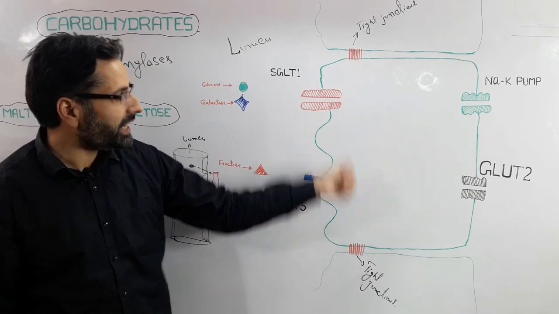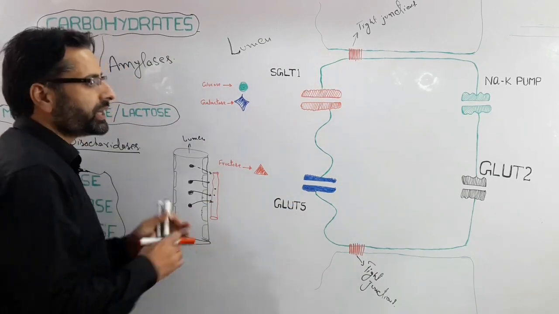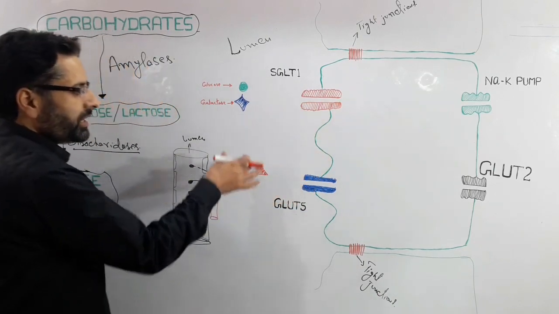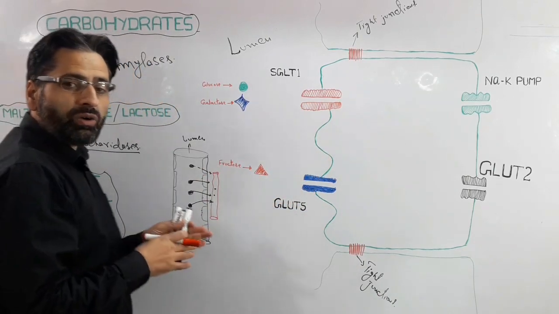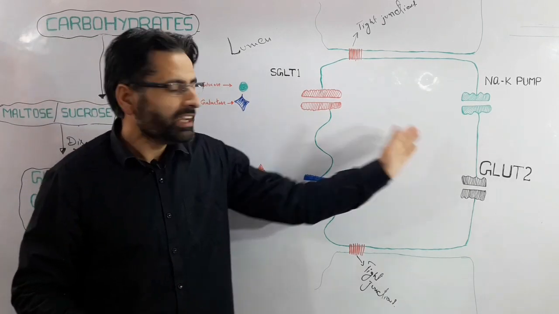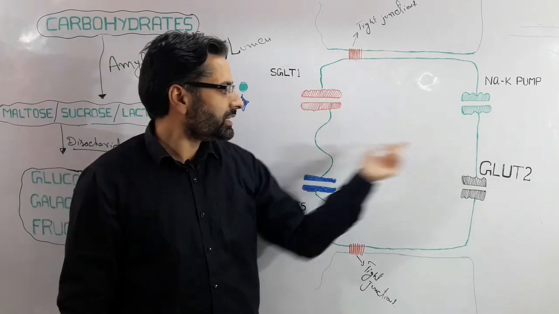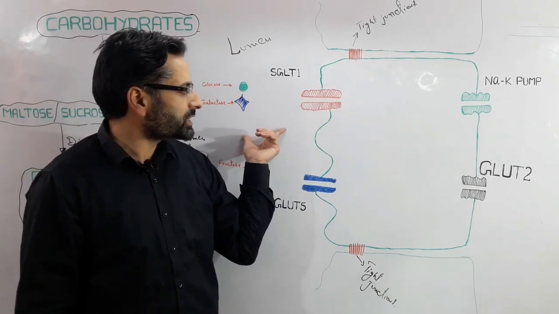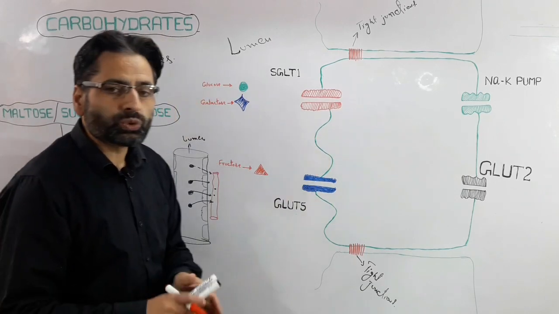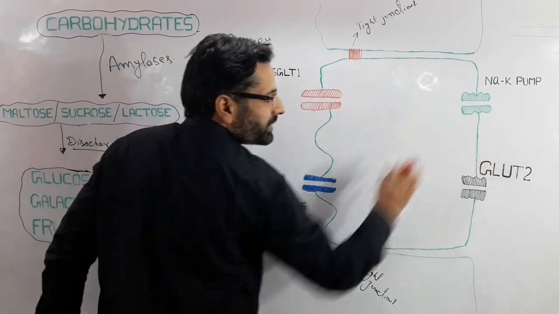So these tight junctions not only seal the space, they also create the polarity with respect to the distribution of these membrane proteins. Now let us try to understand how these monomers will cross this barrier. As I said, this barrier here is sealed by the tight junctions. Now to cross this barrier they have to cross this plasma membrane at 2 sites, first at this apical side, then at the basolateral side.